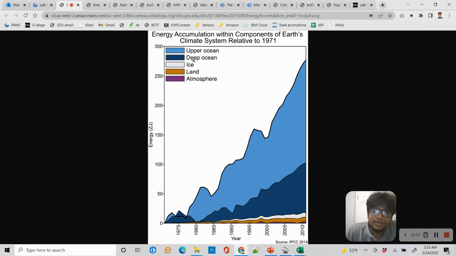But if you look at the deep ocean's energy diagram, it has gone really high. That means most of this extra energy imbalance is actually absorbed in the deep ocean as well as in the upper ocean. Because of this extra energy, the ocean is absorbing most of it. As a result, you always hear in the news that because of global warming, the sea level is rising because of this temperature. Most of that energy is actually consumed in the ocean.